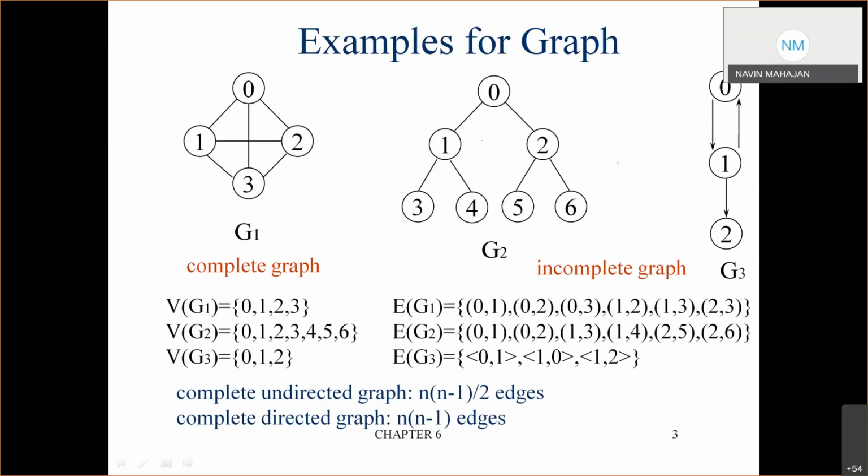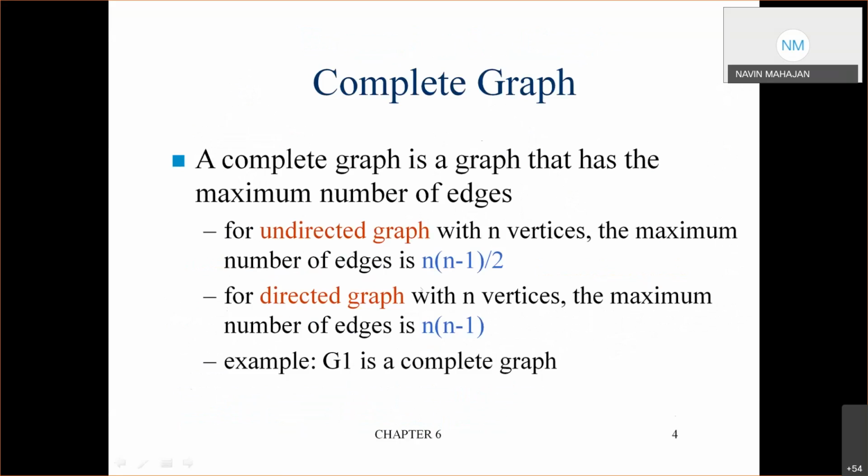So these are incomplete graphs. This is a complete graph. If a given graph has edges from every node to every other node, then that is called a complete graph. A complete graph is a graph that has the maximum number of edges. So I cannot have more than this. These are the maximum number of edges which are possible in a graph.